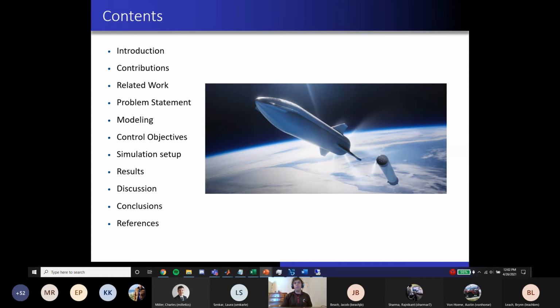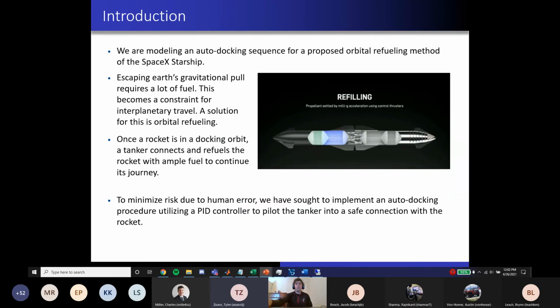All right. So this is our table of contents, what we're going to go through today in these slides. Introduction, contributions, and the related work, along with problem statement, modeling, all the control objectives, simulation setup, the results, discussion, and eventually conclusions. Next slide. So the introduction.